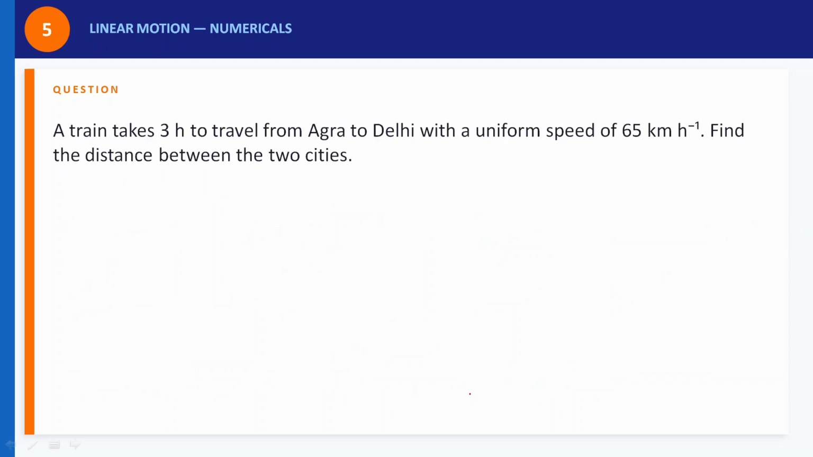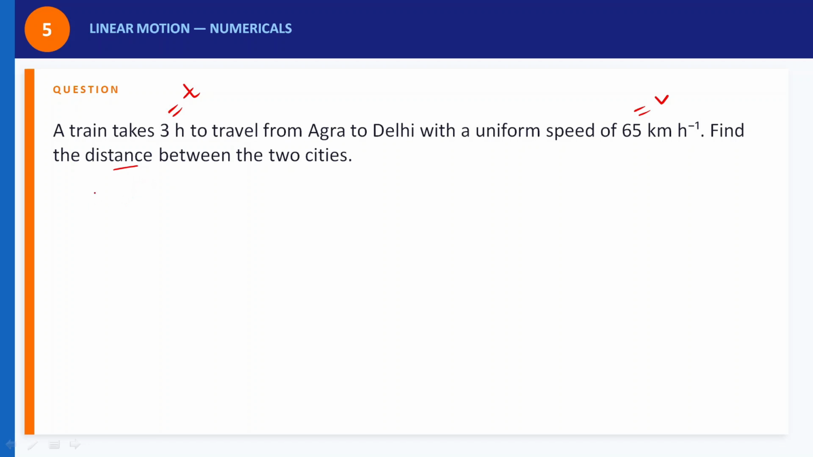Okay, these are the problems we are going to solve one by one. A train takes 3 hours to travel from Agra to Delhi with the uniform speed of 65 km per hour. Find the distance between the two cities. This is the time, 3 hours. This is the speed. Distance needs to be found out.